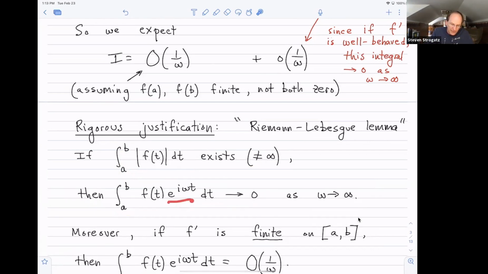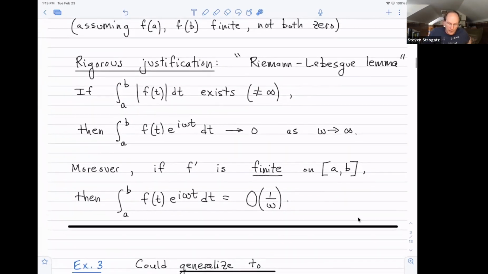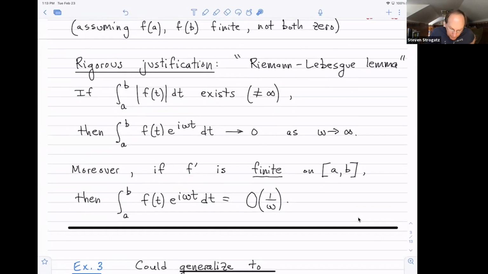If I multiply the f by an e to the i omega t with a rapid oscillation, a high frequency omega. So I'm not going to prove the Riemann-Lebesgue lemma, but that gives you the flavor of, I mean, it's sort of a theoretical foundation for why what we're saying should be true. And actually you can prove something stronger, which is that if the f prime, the derivative, exists and is finite on this whole closed interval, then you can prove that not only does this integral go to 0, but it does like big O of 1 over omega. So it's just what we would expect from our formal manipulations with integration by parts. All right, so this is some of the background that I just wanted to bring up.